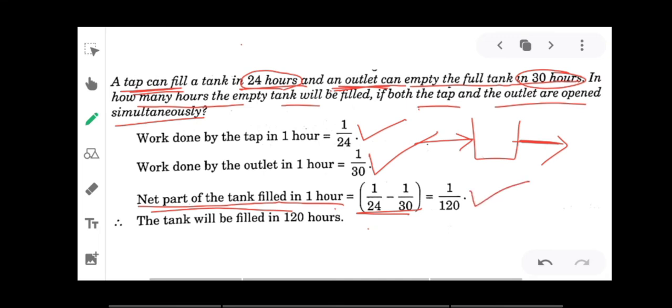If in 1 hour the tank can be filled 1 upon 120, then the tank will be filled in 120 hours. Clear?